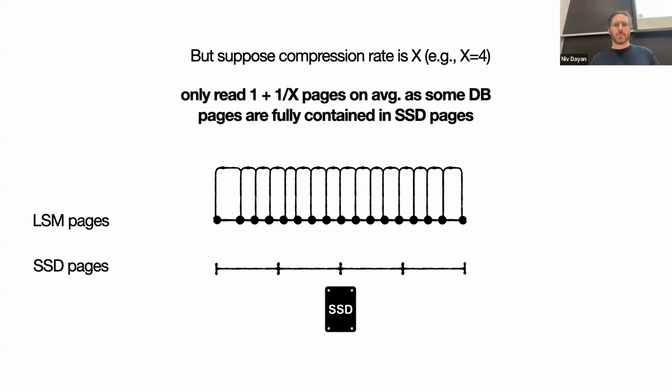1 plus 1 over X pages on average. Right. So this is actually going to be our average read cost, right? 1 plus 1 over X. Why is that? Because if our compression rate is X, we can roughly assume only 1 over X of the entries are crossing between page boundaries. Only for those pages, we'll have to do 2 IOs, but for most pages, it'll just be 1 IO.